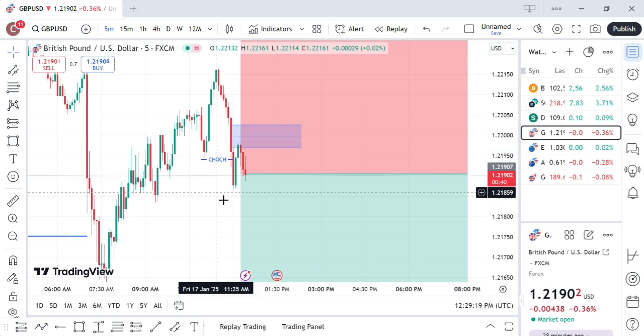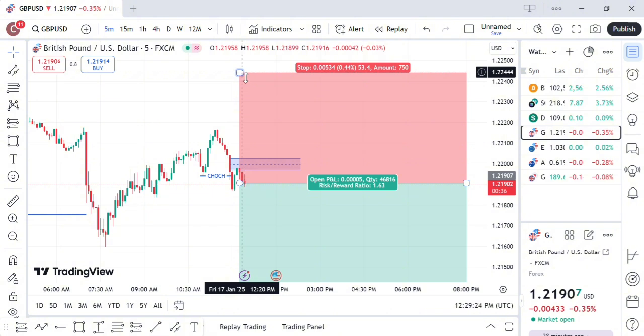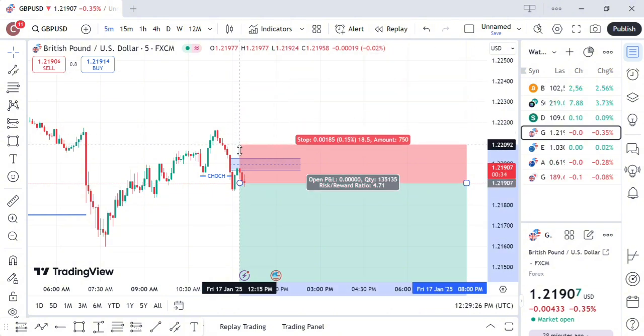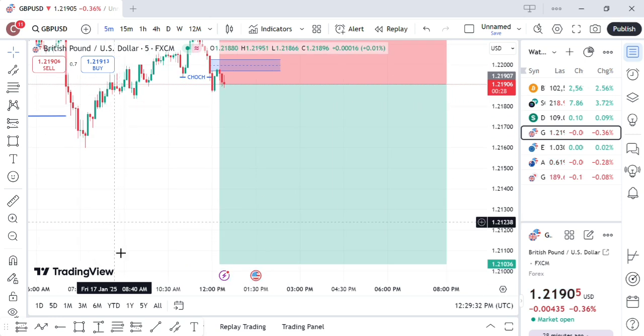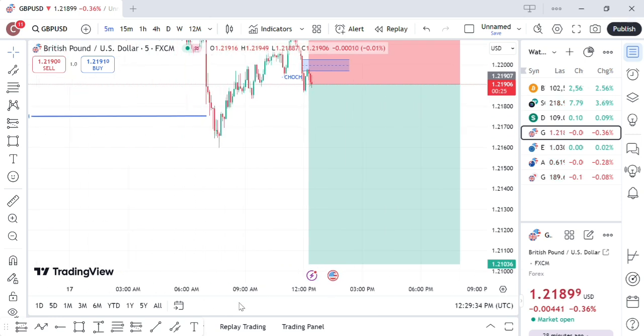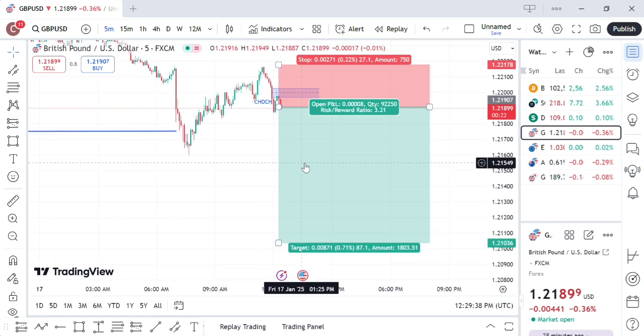Now we can take this trade and put our stop loss just above the fair value gap, or we put it here for a safe entry. We just put it here and allow this trade to run all the way down.